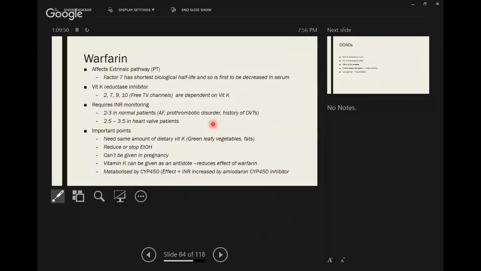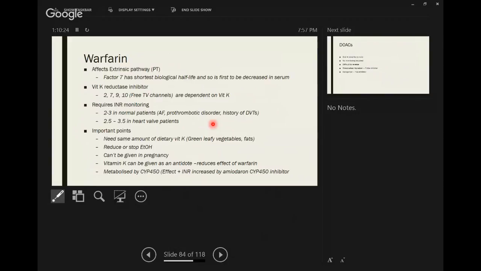Important points: you need the same amount of dietary vitamin K to maintain your warfarin level, otherwise your INR flips and flops a bit. You reduce or stop ethanol. Not a lot of people actually do, but you need constant amounts of alcohol, the same amount of alcohol, to maintain your same INR. Vitamin K can be given as an antidote. It reduces the effect of warfarin. It's teratogenic, so you can't give it in pregnancy, and it's metabolized by CYP450.